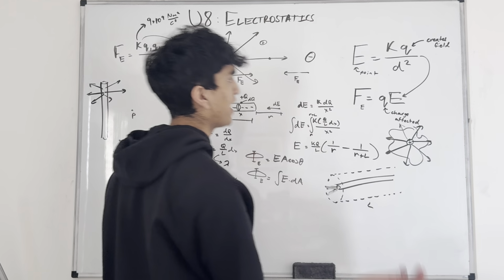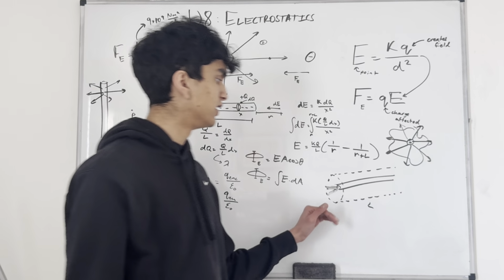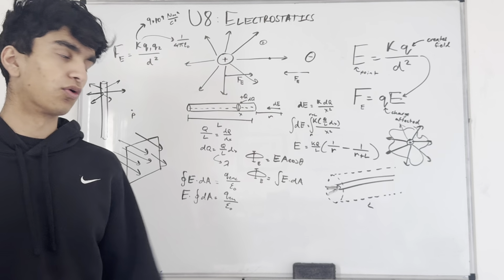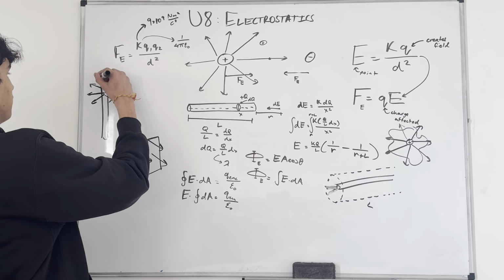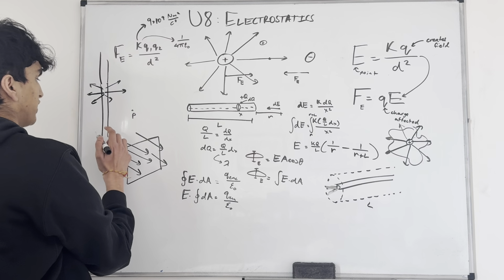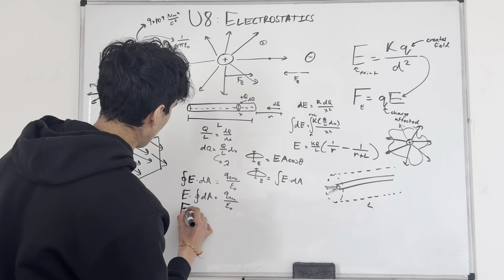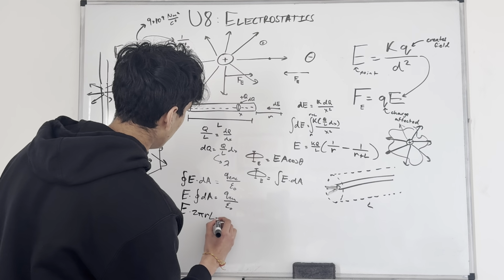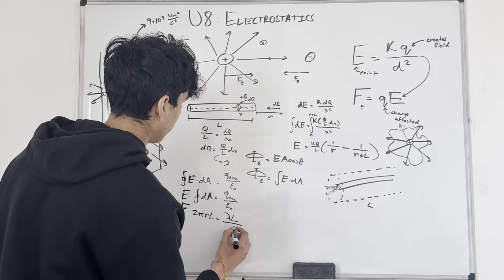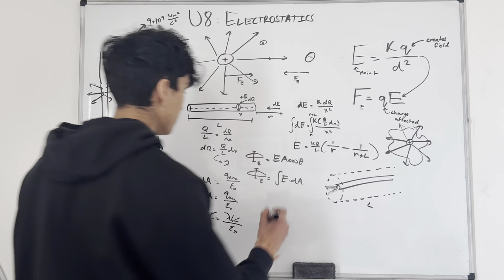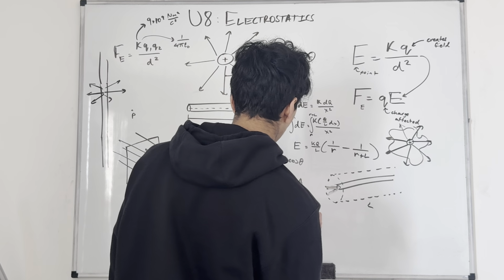Now, in reality, yeah, that will happen. Heck, that's how we got this problem. But if L is really, really large, we can ignore that. That makes sense for this problem. If L becomes really long, then that's not even going to have an effect. Therefore, I can say E times 2 pi r L equals Q enclosed, that's just lambda times L over epsilon naught. The L is dropped, and I get E equals lambda over 2 pi r epsilon naught.